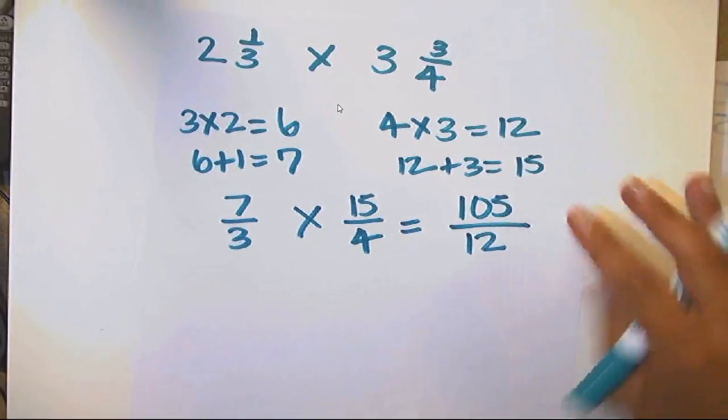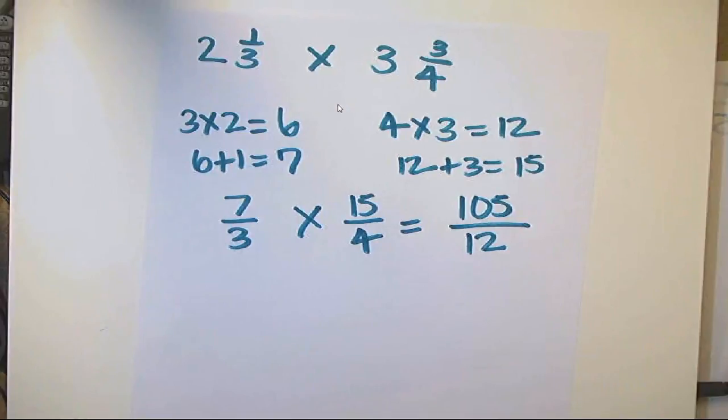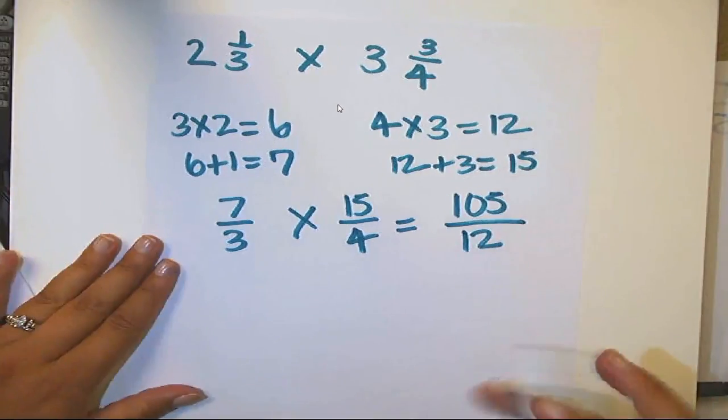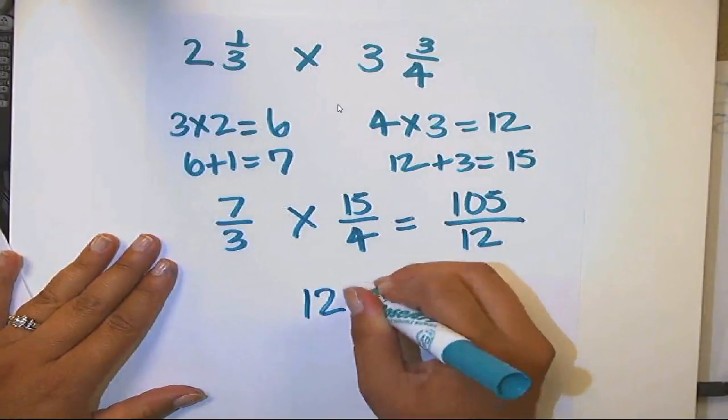So that's my answer. However, we know that's an improper fraction. So I'm going to take that improper fraction and I'm going to turn it into a mixed number. In order to do that, you take your denominator.